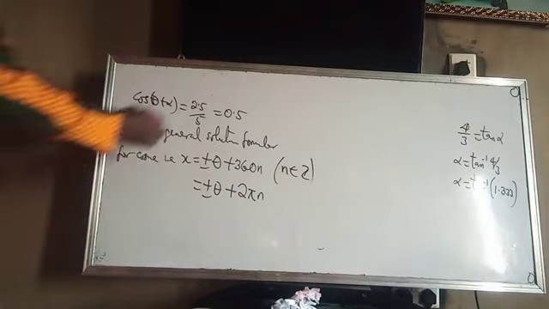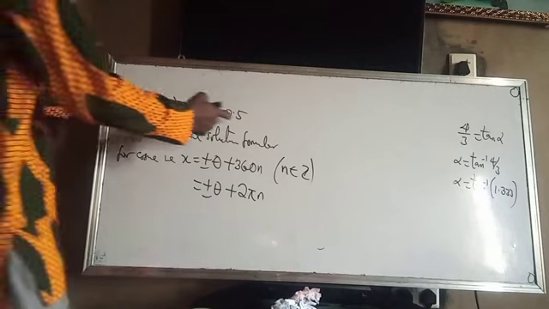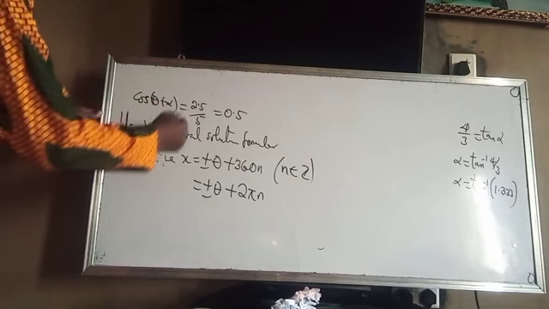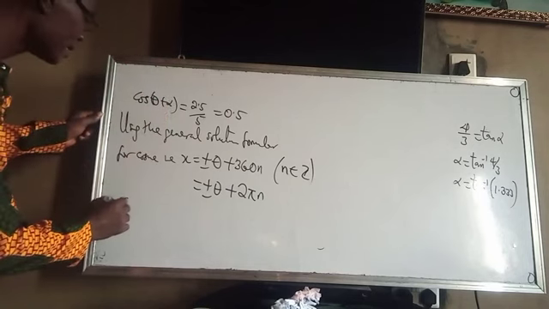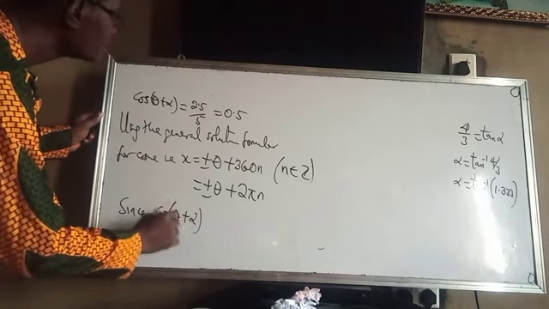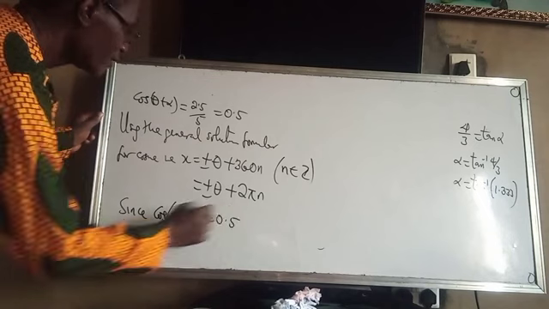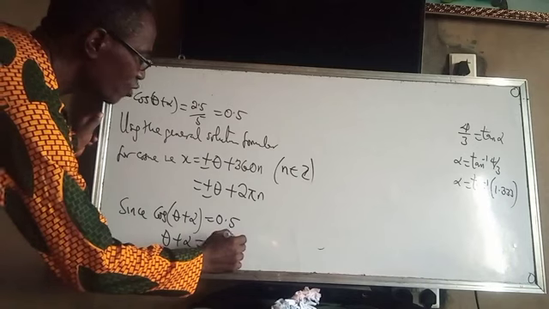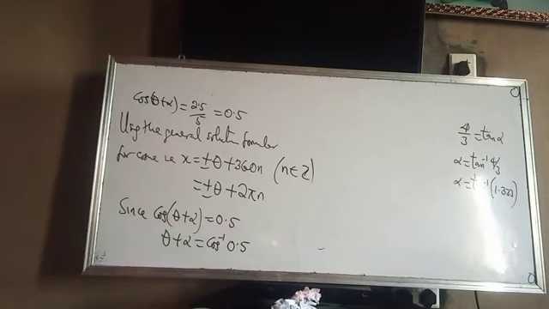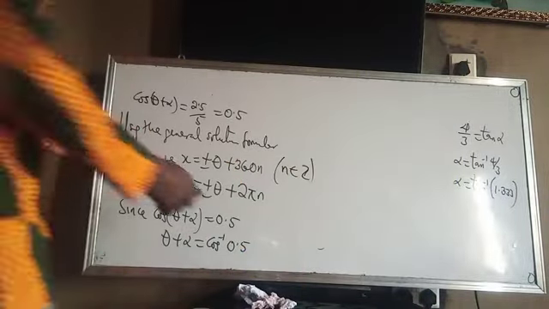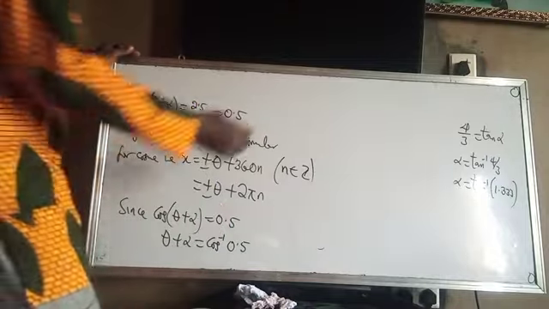So in this case now, we know that we have gotten what? 0.5. So we're now saying that since cos of theta plus alpha is now 0.5, theta plus alpha will be cos inverse of 0.5. We want to know the value of theta plus alpha. And cos inverse of 0.5.